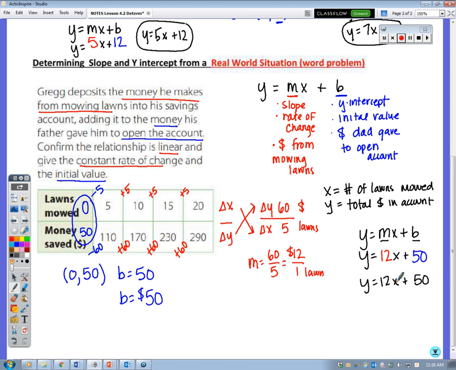So if he mows 6 lawns, I would plug that in here. 6 times 12 plus 50 will give him the total amount he has in his bank account. If he mowed 100 lawns, 12 times 100 plus 50 gives him his total amount of money in his account. So we got m, we got b, we know it's constant because we have a constant rate of change, and for bonus, we also found our equation.